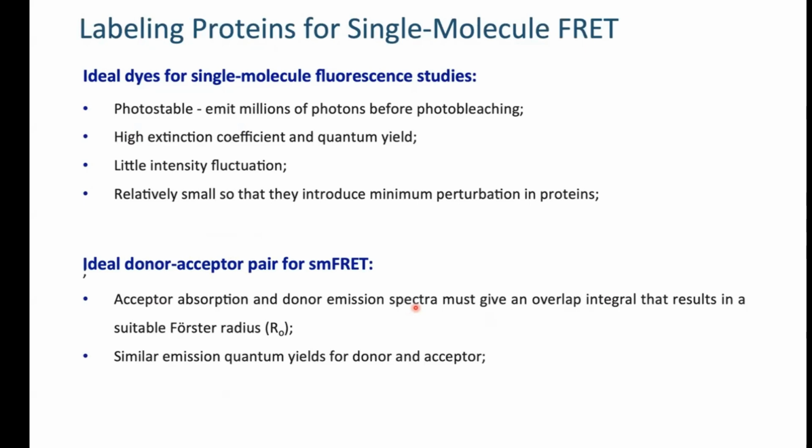So ideal fluorophores in general for a single molecule method need to be photostable, to not have glitching during your experiments. Also high brightness. This means a high extinction coefficient and quantum yield. Also low intensity fluctuations, because you want to record change in fluorescence intensity just due to FRET and not other photophysical processes.